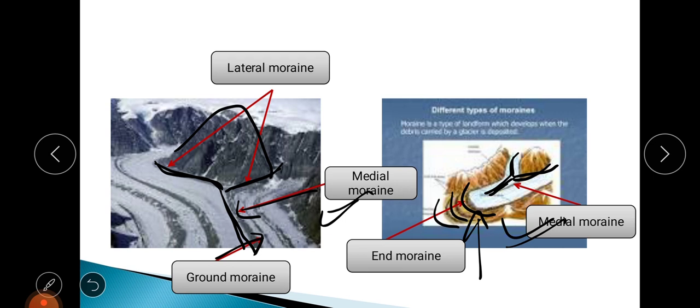So you learn all the types of moraine, and you also try to make a picture. Draw this picture, this one or this one, whichever is comfortable, and you try to label all the types of moraines. This is one of your task assignments. You complete it.